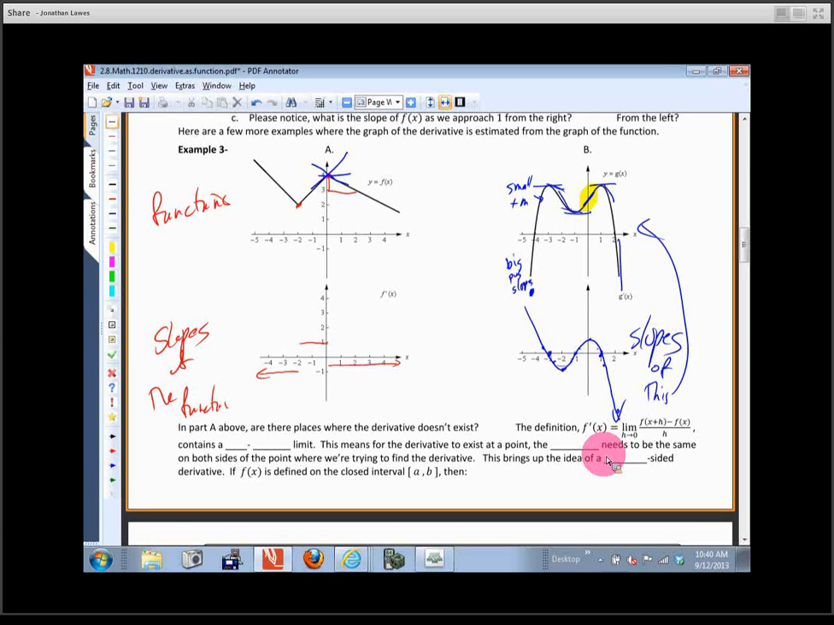So because this derivative contains a two-sided limit, we want the slopes from either side to agree. If this slope is +1 and this slope is -1/2, do those slopes agree? No. Do they transition in a nice, smooth fashion? They don't. So whenever you have something like this, a corner like this, where this derivative doesn't agree with this derivative, it's not going to be differentiable there. It's not going to have a derivative, okay? And that's because the original definition contains a two-sided limit.